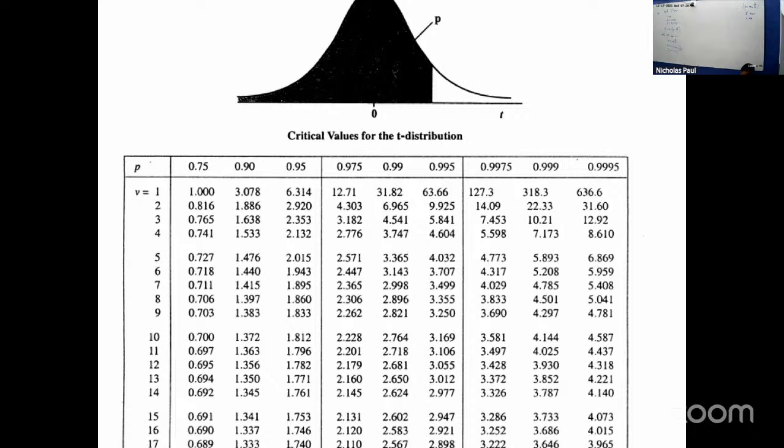Nice. Let's take a look at how to read some values. As I said, you have to get a probability or significance value, and you need to get your degrees of freedom.